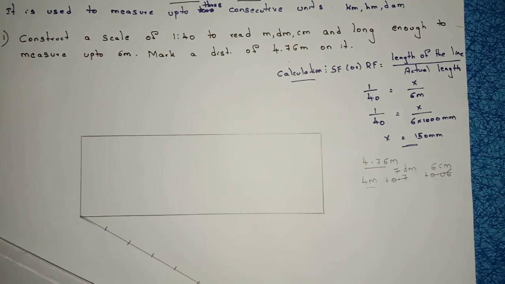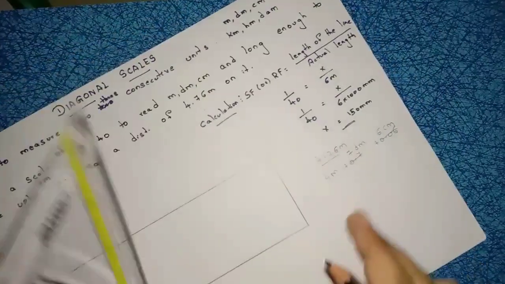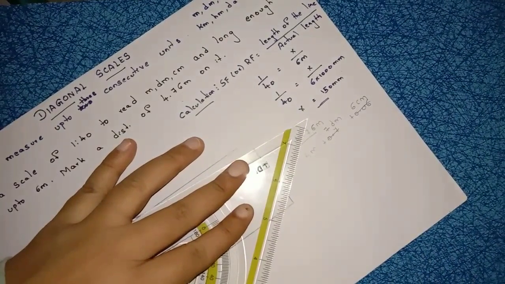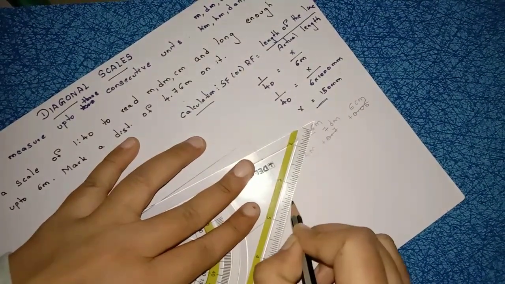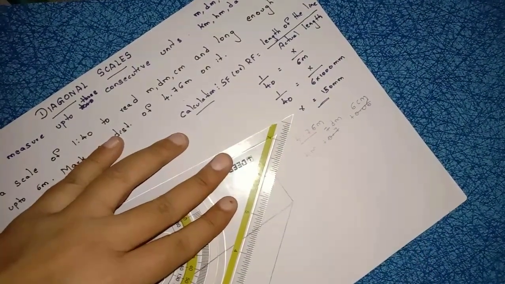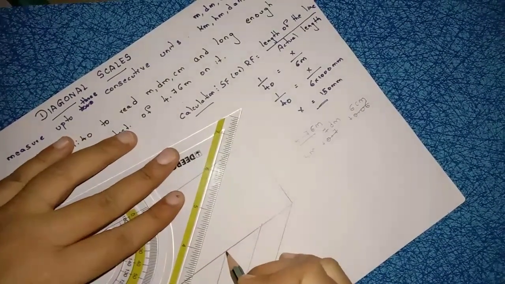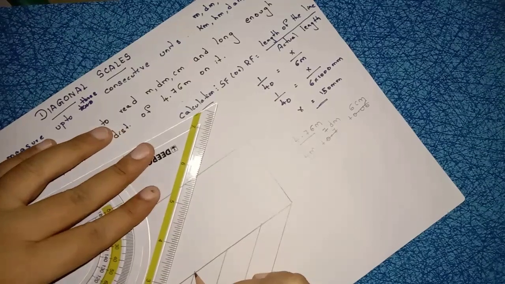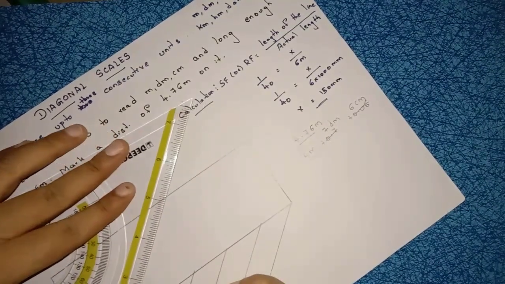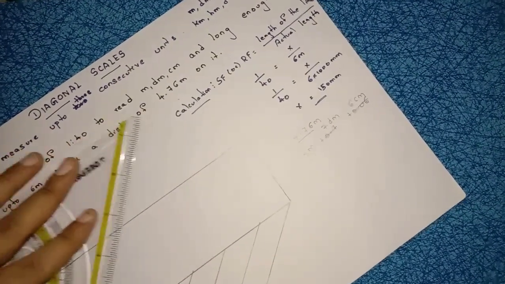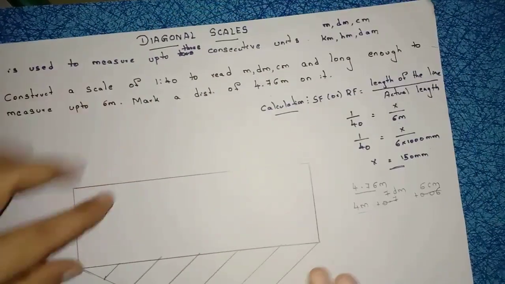Right? After that, what do we have to do? We have to join the last arc to the end of the line. So I am joining the last arc to the end of the line. From every point I have to draw the parallel lines. Right, so this is the first case.